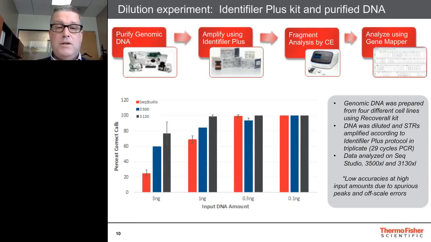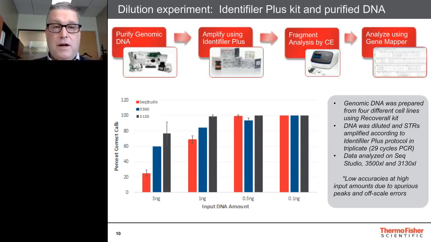Now, to show how this works, I purified genomic DNA from 5 different cell lines and analyzed them on SeqStudio, on our 3500 instrument, and on 3130 instruments. I used varying amounts of DNA, ranging from 3 nanograms down to 0.1 nanograms. What I want to point out is that using purified DNA, if you use too much of it, you can wind up getting reduced efficiency because of excess peaks and spurious peaks that are present.